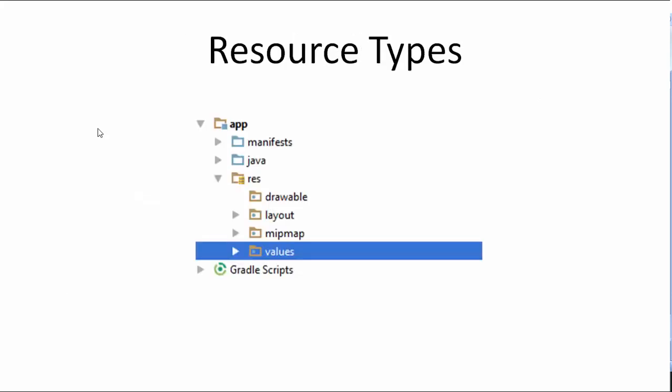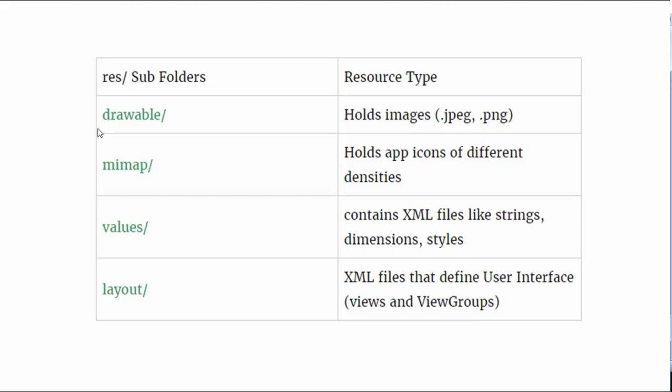Resource types. There are many different kinds of resources that the subfolders in the res directory support. For a complete list, go to the Android developer official page that will be linked in the description. Here are a couple. The drawable folder contains images that you're going to be using in your app. Mipmap contains your app icons. The values folder contains XML files like strings, dimensions, styles, and colors. The layout folder contains XML files that define the user interface of your app.